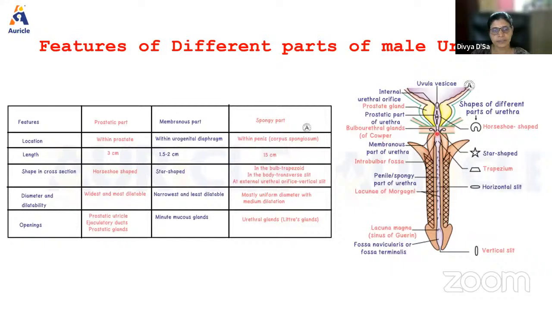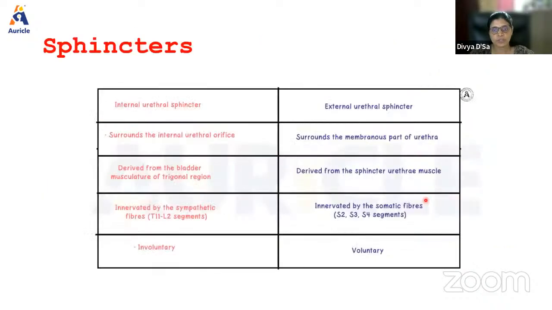The diameter of the prostatic part is widest, and it is most dilatable. The membranous part is least dilatable and very narrow, whereas the spongy part has a uniform diameter with medium dilatation. Openings: in the prostatic urethra we see the prostatic utricle opening, the ejaculatory duct, and the prostatic ducts. In the membranous part, we see minute mucous glands, whereas in the spongy part, we see openings of urethral glands, otherwise called Littre's glands. These are the features of the different parts of the male urethra.